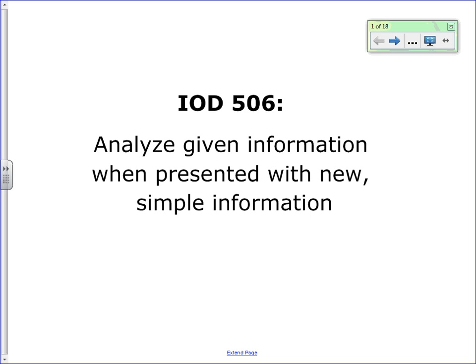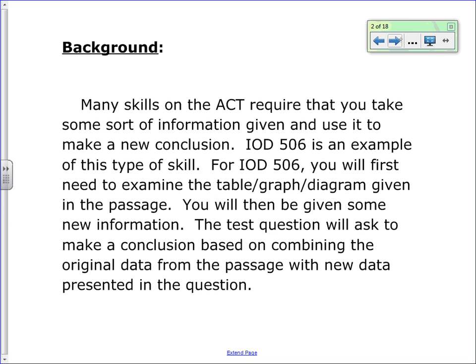We're going to first go through the background information to learn a little bit about what the skill IOD506 is. So I have a volunteer to read the background information for us. Any skills on the ACT require that you take some sort of information given and use it to make conclusions. IOD506 is an example of this type of skill. For IOD506, you will first need to examine the table, graph, or diagram given in the passage. You will then be given some new information. The test question will ask you to make a conclusion based on combining the original data from the passage with new data presented in the question.